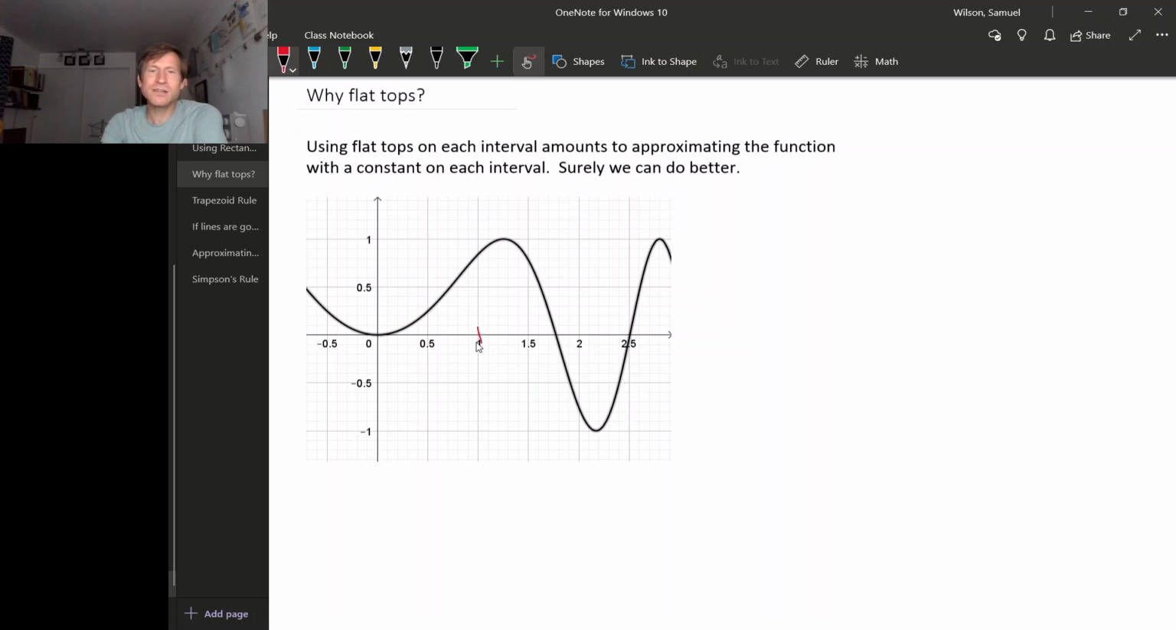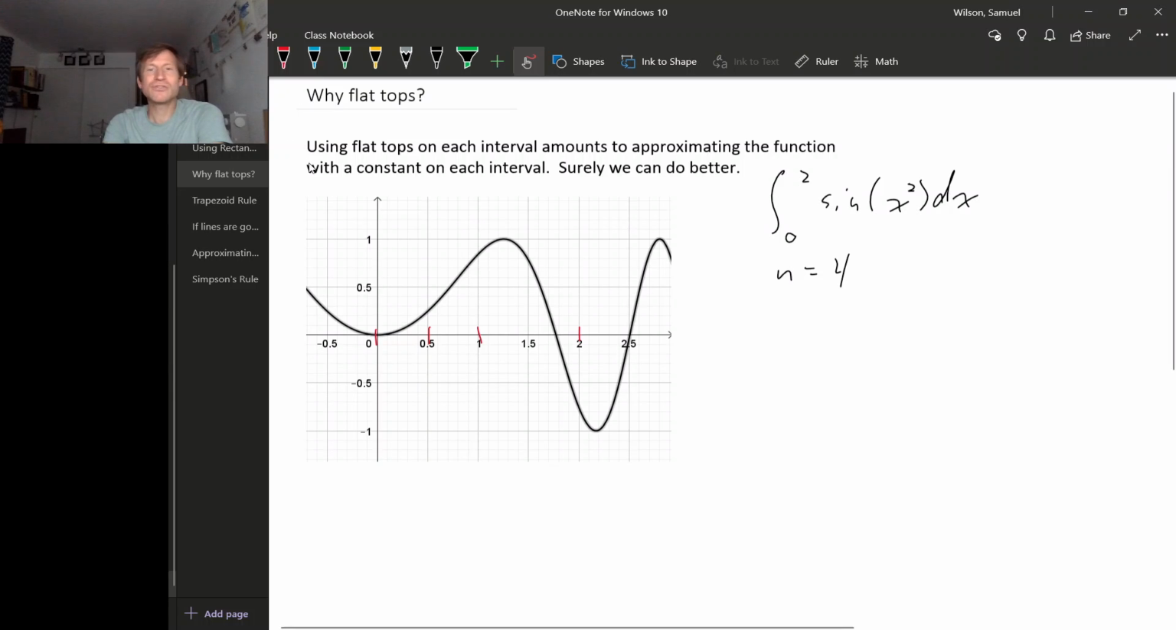So let's still break this interval from 0 to 2. Remember, the integral that we were looking at was the integral from 0 to 2 of this function, which happens to be sine of x squared dx. And we're still going to have 4 subintervals. So what sort of shape could we use that could follow this curve?